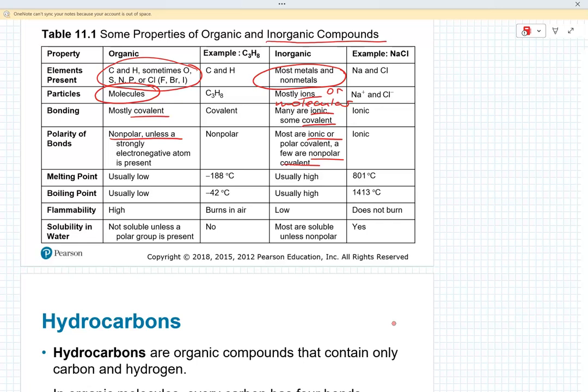Now, the next idea is true. Melting points for organics are usually low. For inorganics, usually high. Again, depending on what you're focusing on. And organic compounds mostly are not water soluble. Well, maybe 50-50, maybe a little less of organics are water soluble. Now, inorganics are mostly soluble in water. Okay?